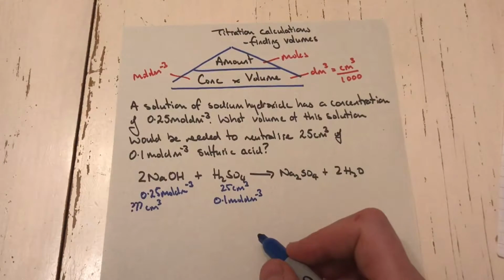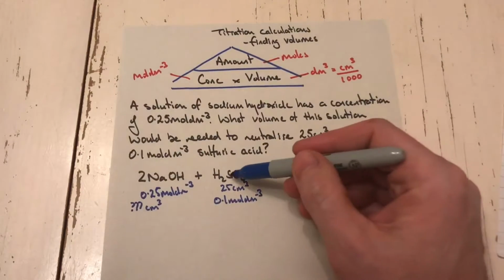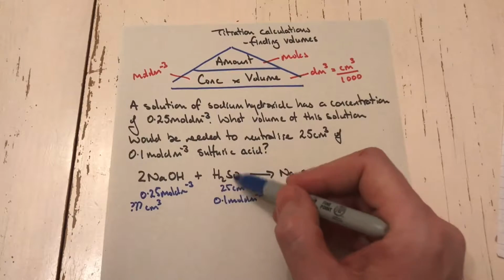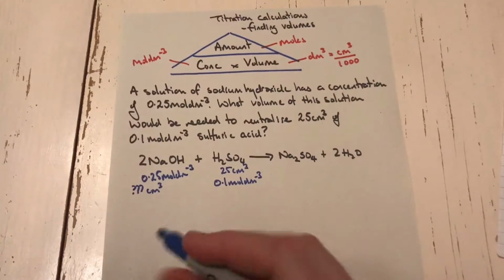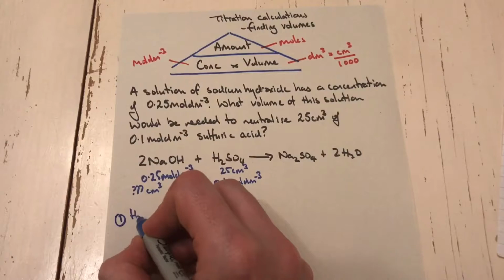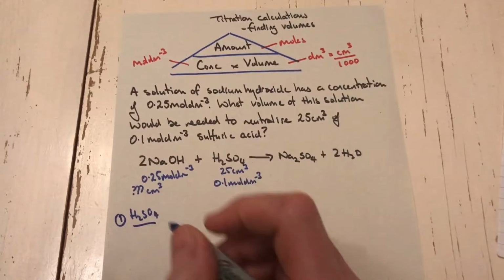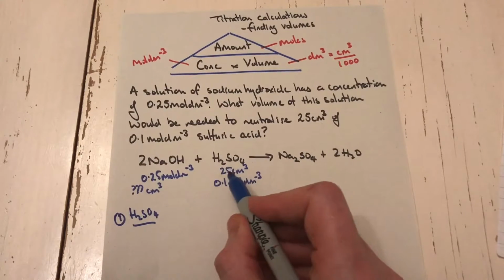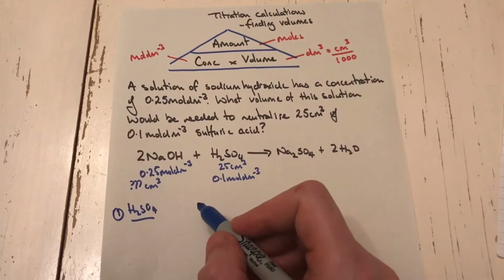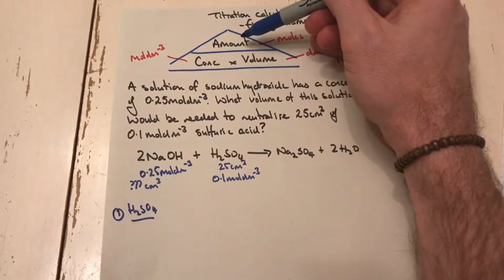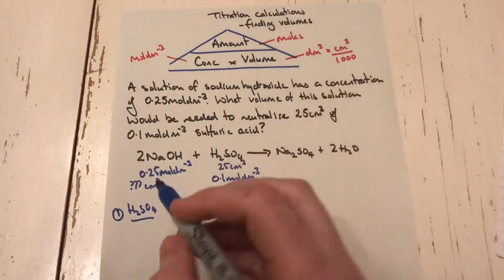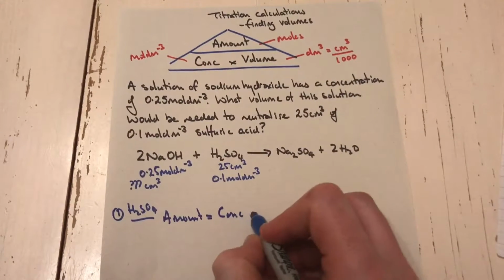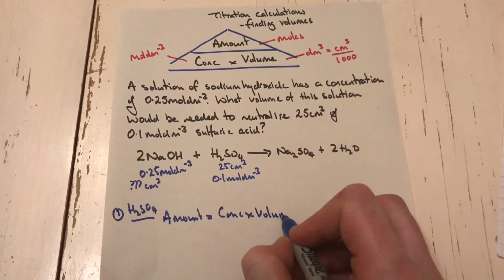So the way to do this is I know two things about the sulfuric acid, so I'm going to start my calculation with this, because I have to start with the thing I know two things about. What I need to do is find out how many moles there are in this 25 centimeters cubed that has reacted. So I'm trying to find the amount, the moles. The amount is equal to concentration times volume.